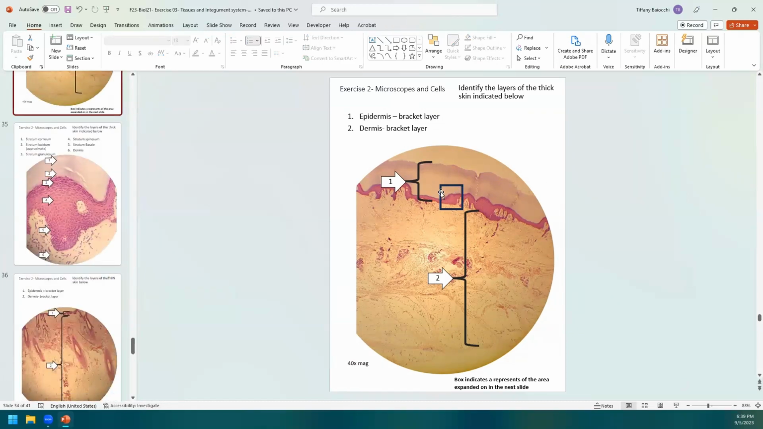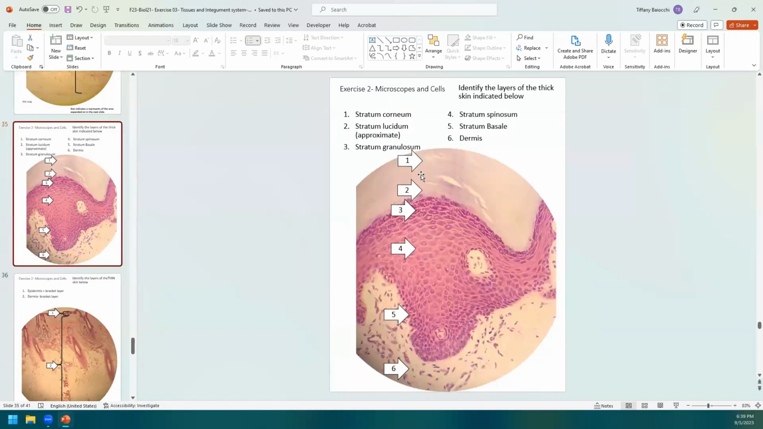Here I bracketed a particular area of the epidermis, and what I was looking for is for you to label each of the layers. So number one is our stratum corneum. That's the uppermost layer that's being sloughed off. The theoretical location of the stratum lucidum, approximated, would be about right there, right above the granulosum layer. It's kind of hard to see in this particular specimen, but that is where it would be located.